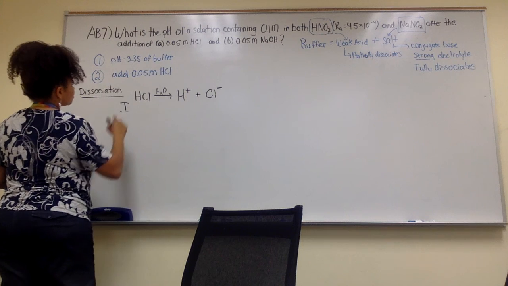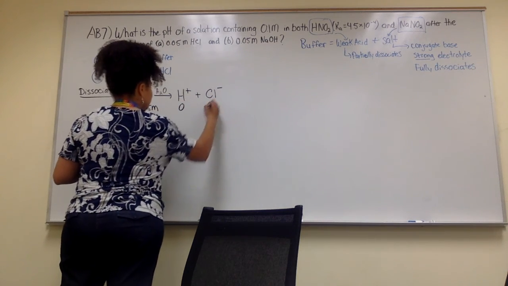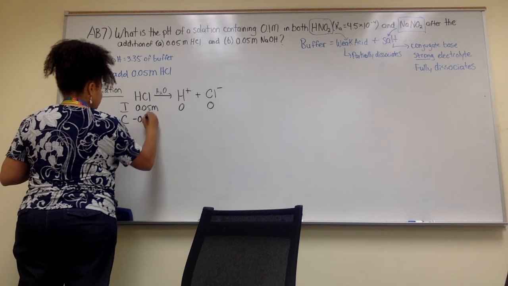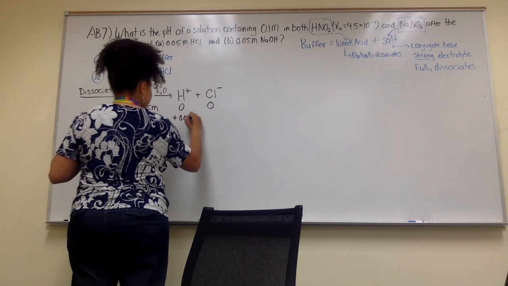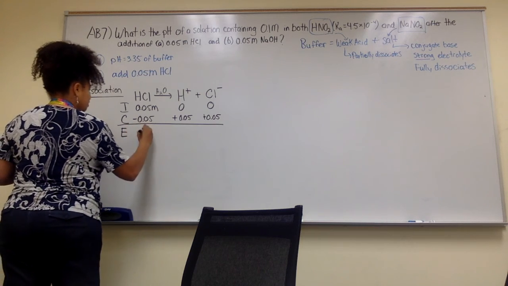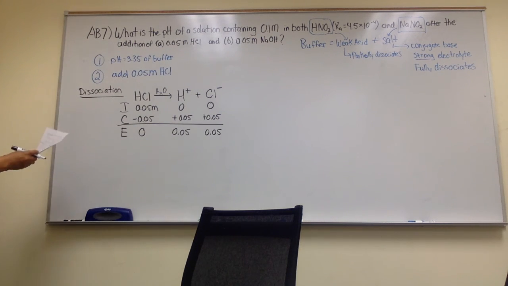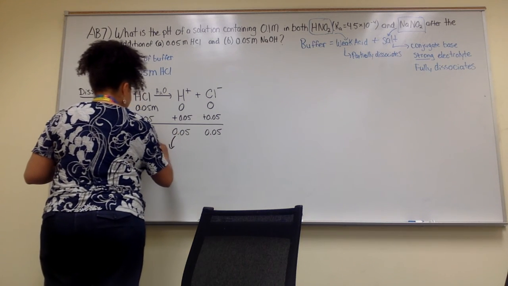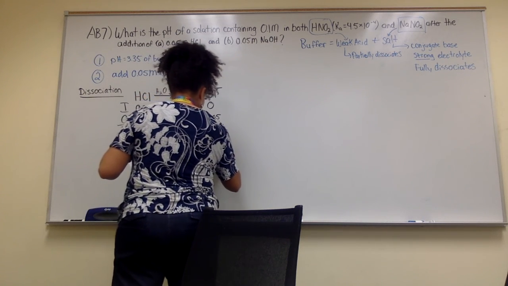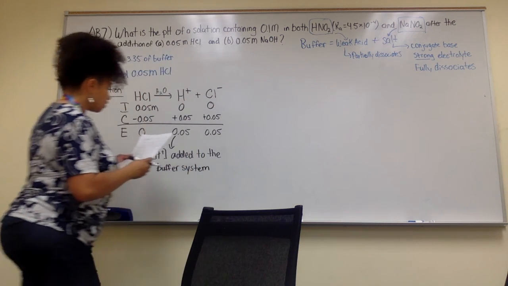So when we write the ice table, we know that we're starting with 0.05 molar HCl, and we have no protons or anion. The change is that, like I said, we fully dissociate, so all of this is going away and showing up over here, just like with the salt, so that our equilibrium concentration is 0, 0.05, and 0.05. Okay, good. So now, this concentration is H plus that's added to the buffer system. This is what we are considering.